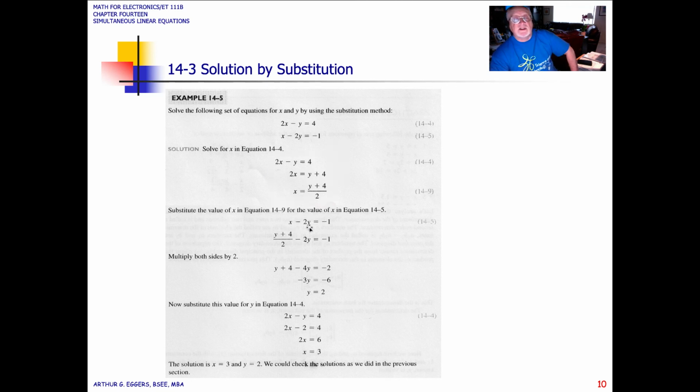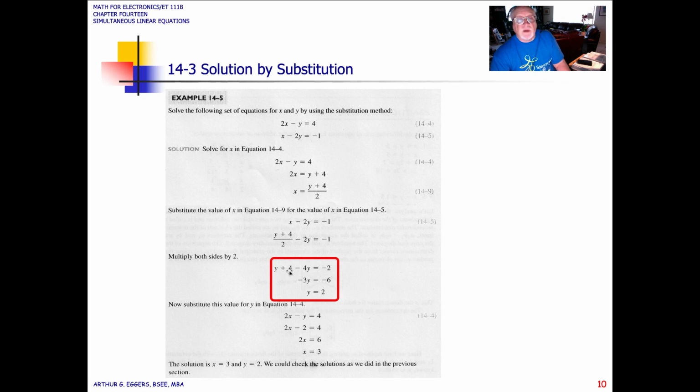So once I have this solution for x, I'm going to substitute it in the second equation. So x minus 2y equals minus 1. I'm going to substitute for x, y plus 4 divided by 2, minus 2y equals minus 1. So now if I multiply both sides of the equation by 2, I'm going to lose the 2 in the denominator here. I end up with y plus 4 minus 4y equals minus 2. So 2 times that, 2 times that, 2 times that, they cancel out. So now all I have left are y's.